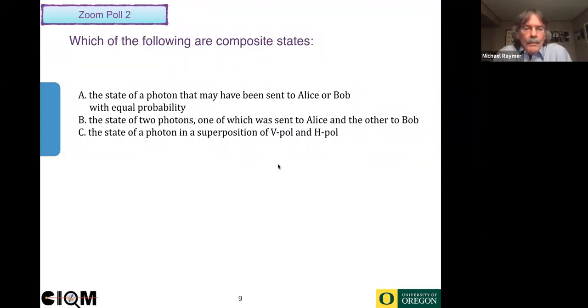We're focusing on the word composite state. What does that mean?